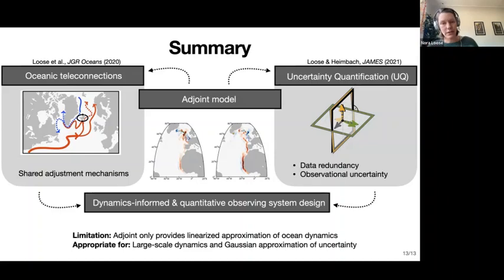A limitation is that the adjoint only provides a linearized approximation of the ocean dynamics, right? So what I've shown today, this approach is appropriate for capturing large-scale dynamics and Gaussian approximations of uncertainty. So I see this method as one tool of many in a big toolbox, and we probably need the full toolbox to tackle this really hard problem of how to design the best or the most effective global observing system.